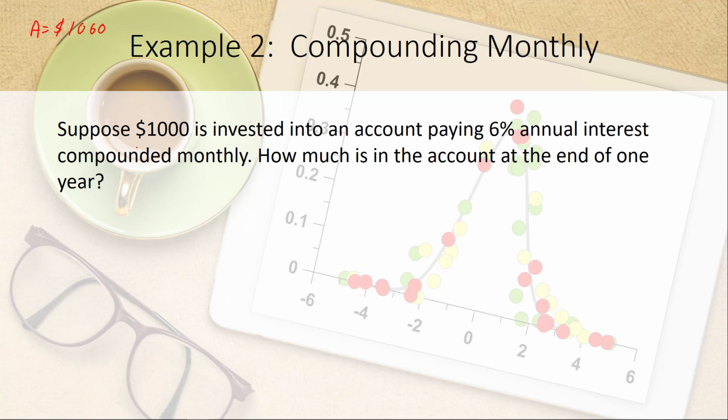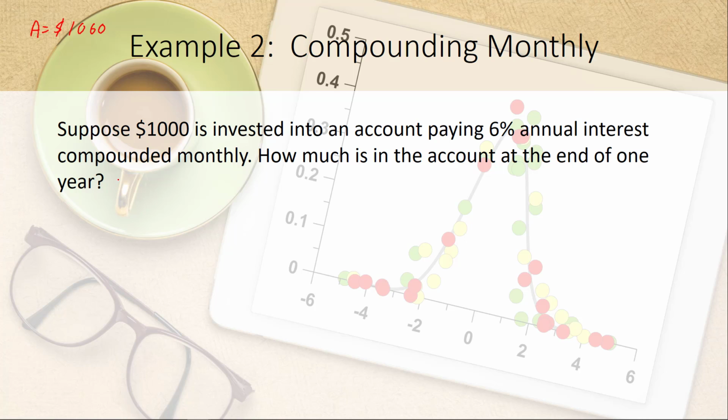So what we're going to do is compute our future value after 1 month. That will be our new present value. Then we're going to use that to compute our new future value after 1 month. And that will be our new present value. We're going to do that basically 12 times.